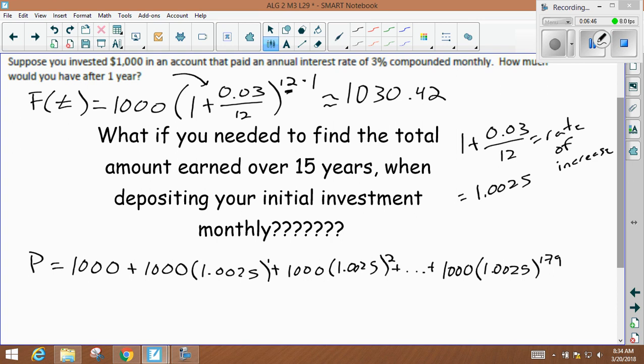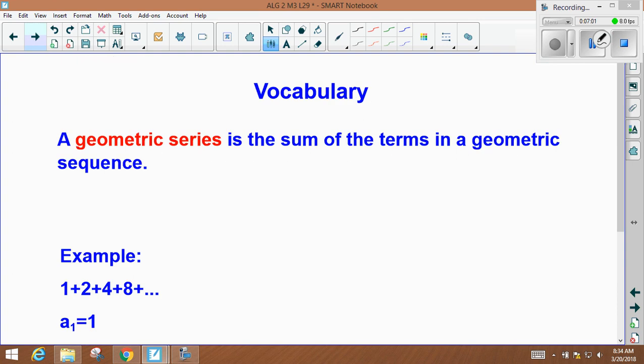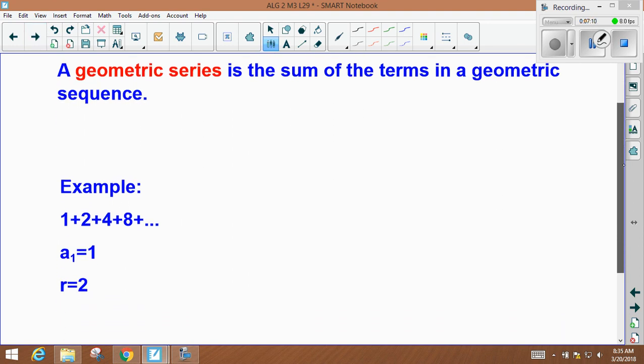Yay, let's do that, all right? Let's figure out a formula that would allow me to figure out what the sum of all these terms is. I don't want to add that up. That would be crazy. All right. So what we're dealing with is what's called the geometric series. We're going to have the sum of all the terms in a geometric sequence.